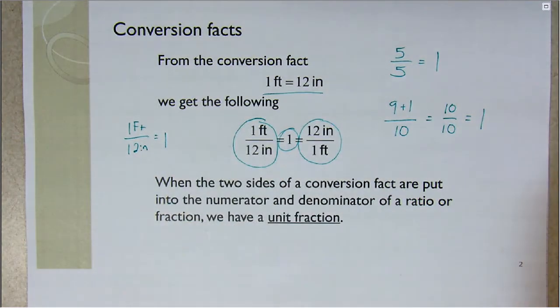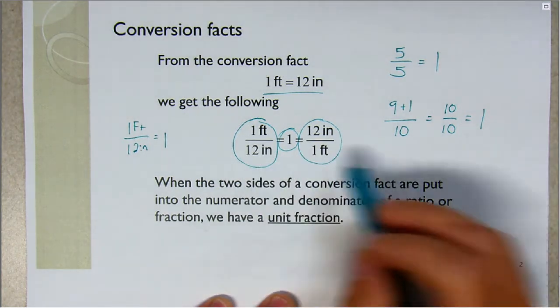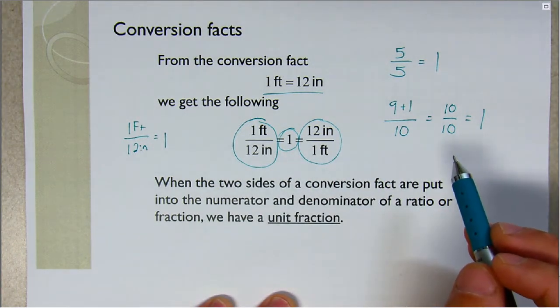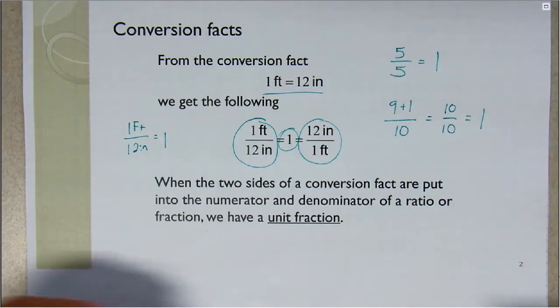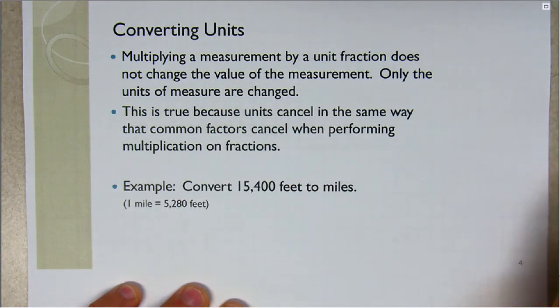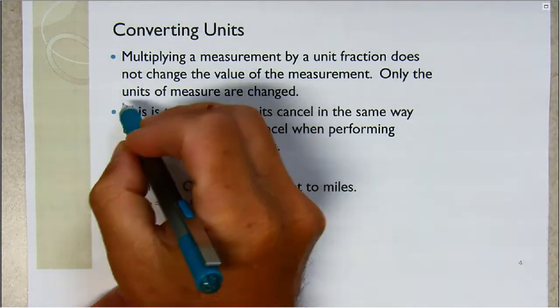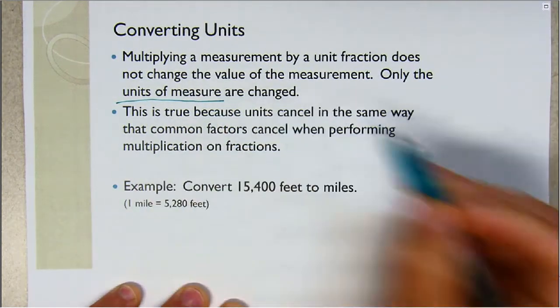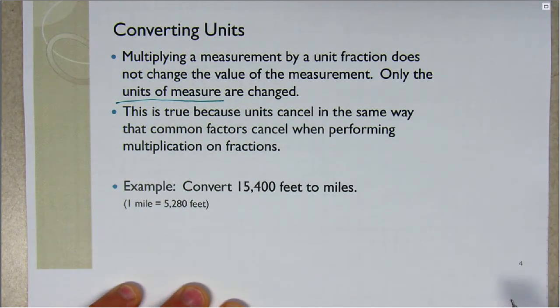And that gives us a little trick for performing unit conversions. These types of fractions are called unit fractions, and we use them like this. When we multiply some measurement by a unit fraction, it doesn't change the value. The only thing it does is change the units of measure. That's because units cancel in the same way that factors canceled when we were multiplying fractions. So here's an example of this.